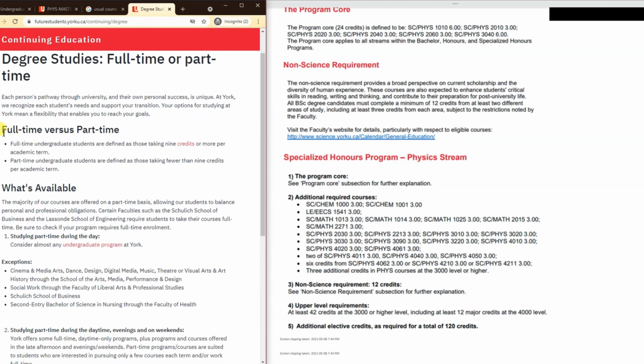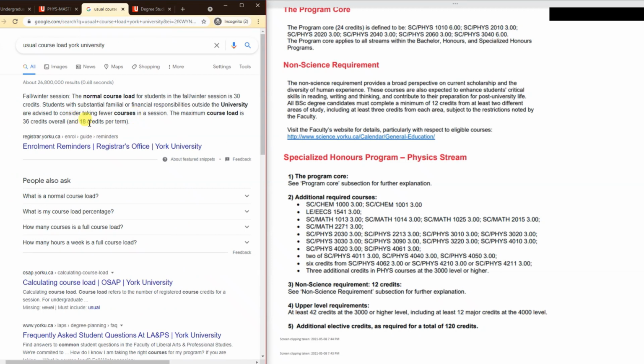To be considered a full-time student, which again comes with some benefits and other things, you must be taking 9 credits or more per academic term. And then we have the 18 credits per term in the year. That's what they're referring to there.